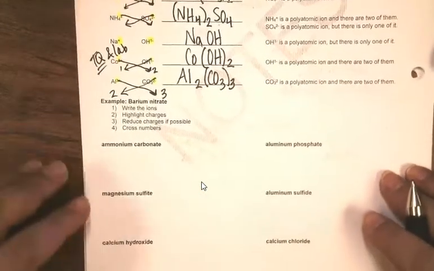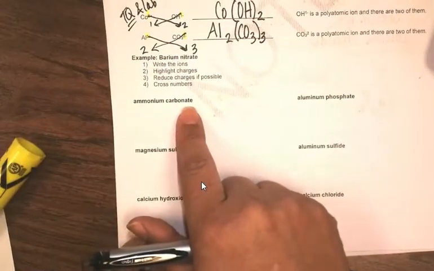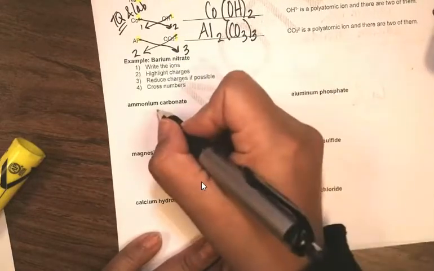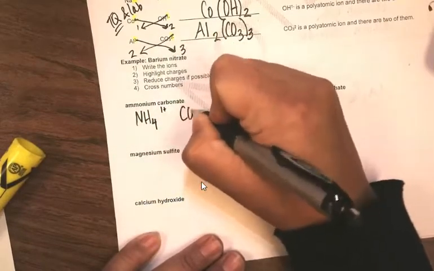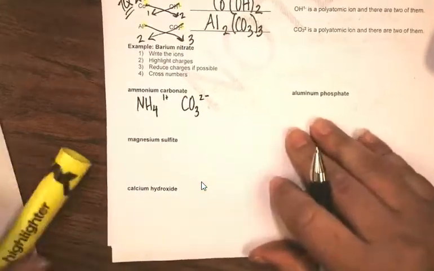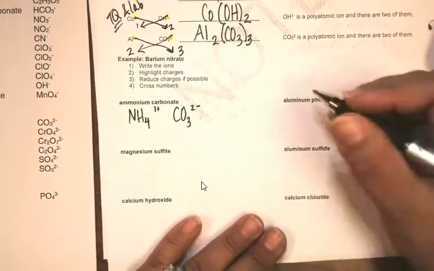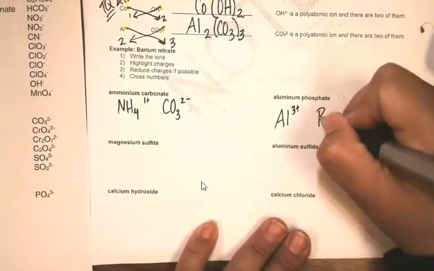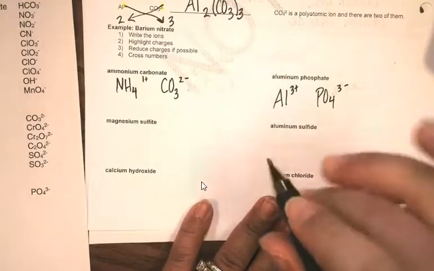All right, now we're going to practice writing formulas from names. Ammonium carbonate. So you have to know your ions. So I'm going to go ahead first and just write the ions. So NH4, 1 plus, carbonate is CO3, 2 minus. Remember, if you need to double check, you should be looking at this list. Aluminum, that comes straight from the periodic table. That's in group 3, so that's Al3 plus. Phosphate, PO4, 3 minus.